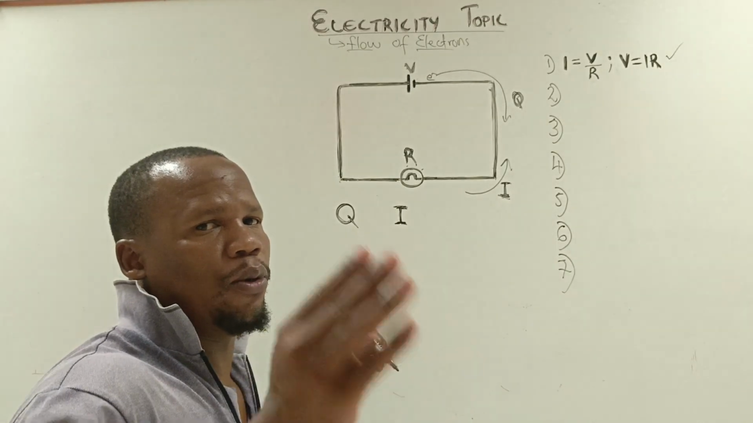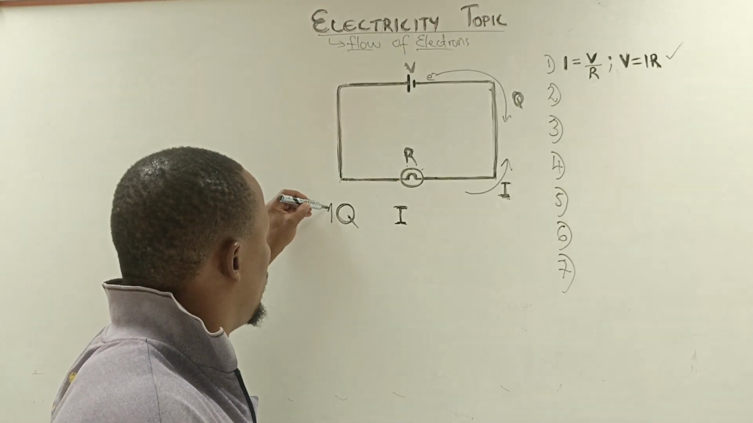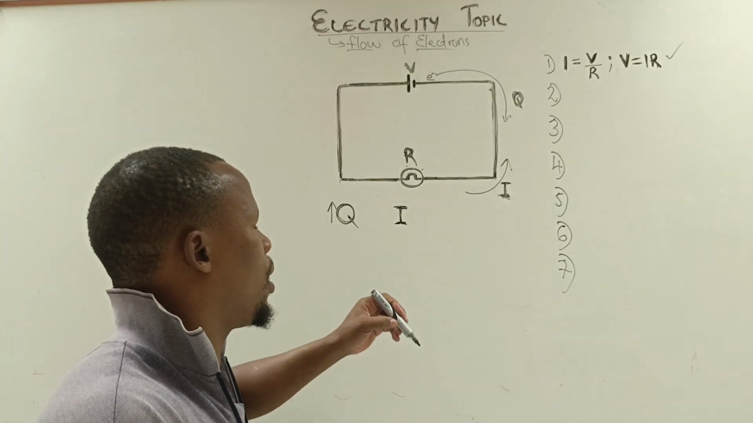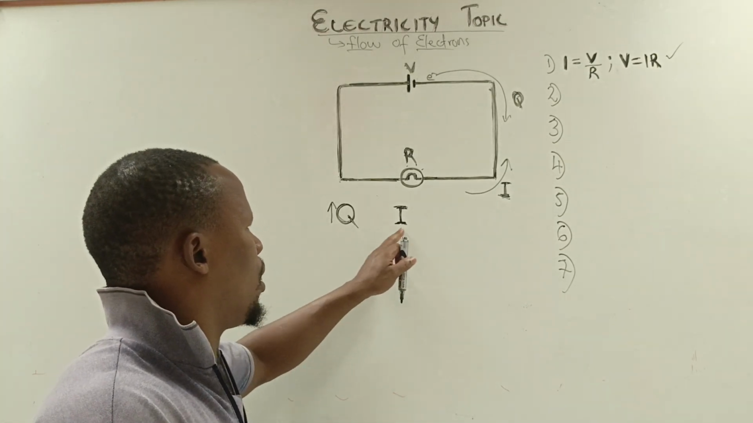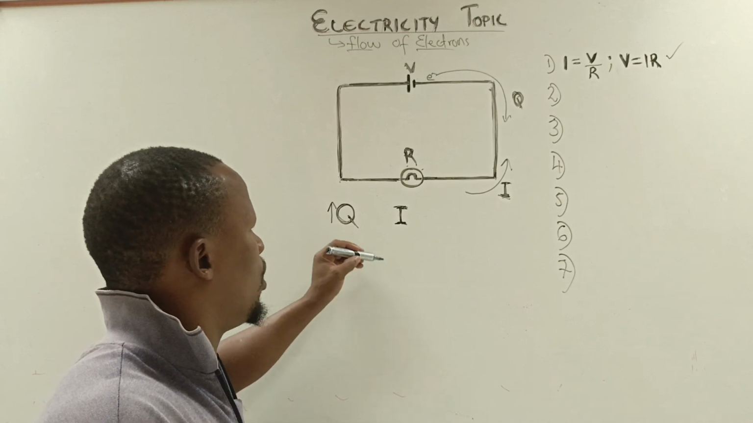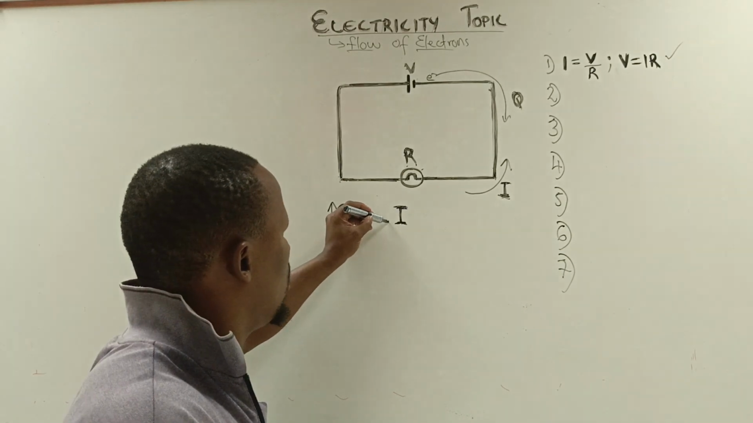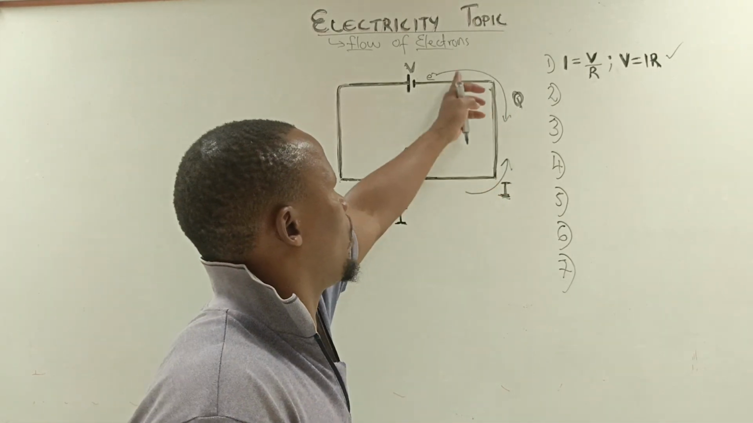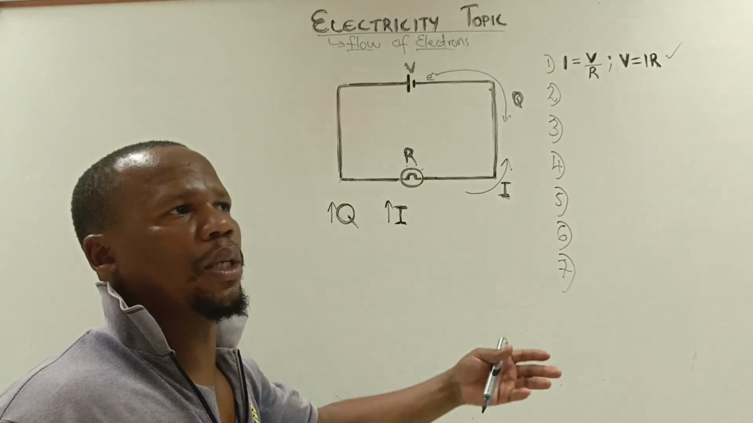So if the charge that flows around the circuit increases, what is going to happen to current? Remember, current is the shadow of flowing charge. So if the charge increases, even current is going to increase. If the charge that flows around the circuit increases, its shadow is going to increase.